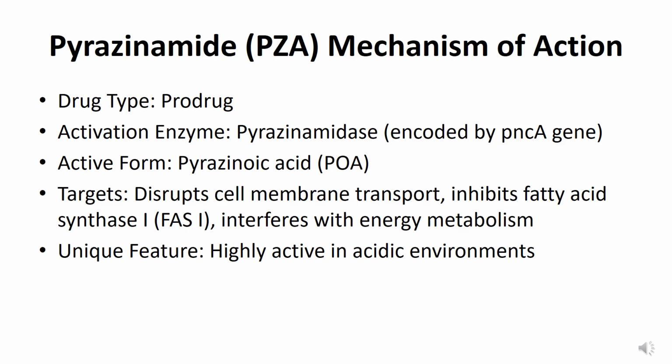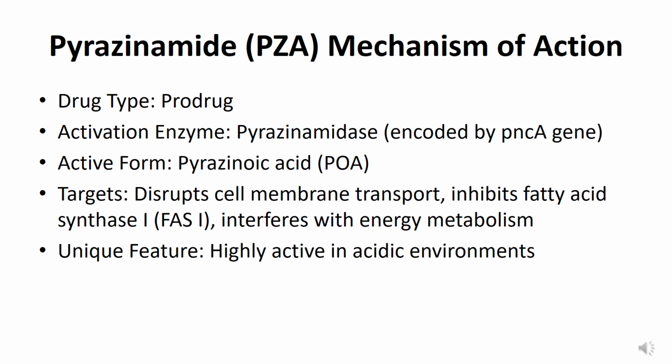Next, let's explore pyrazinamide, commonly known as PZA. Pyrazinamide is one of the most fascinating drugs in tuberculosis therapy because it works in places where many other medications are less effective. Like isoniazid, pyrazinamide is a prodrug. This means the medication is initially inactive and must be converted into an active form inside the tuberculosis bacterium.